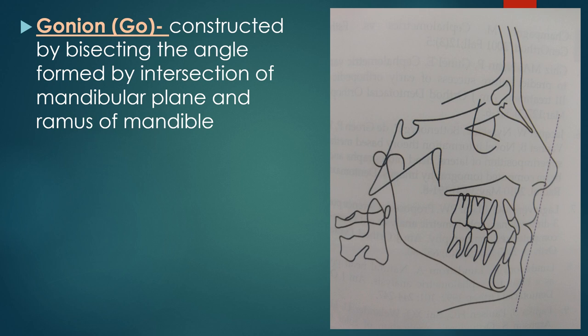Coming on to gonion. Gonion is represented as capital letter G and small letter O. It is constructed by bisecting the angle formed by intersection of mandibular plane and ramus of mandible. It is a constructed landmark. So it is present somewhere here and represented as G, O. It is a bony structure, but it is a constructed one.